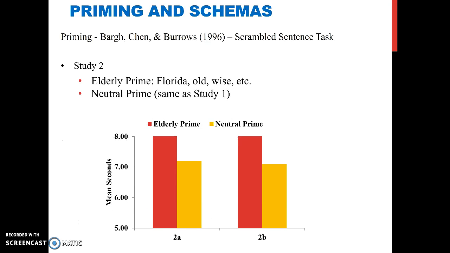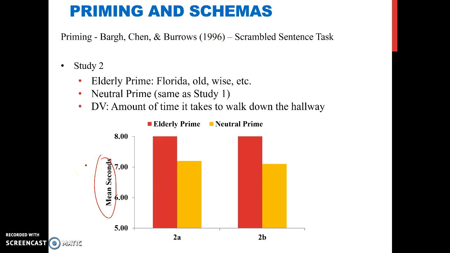And what they did is instead of rude versus polite, they used elderly primes. So words that you think of when you think of old people: old, wise, Florida, stuff like that. Some people were randomly assigned to get that, and some people were randomly assigned to get the same neutral words they got before. Then after they were done with the sentence scrambling task, the researcher said, we're going to continue with the study. What I need you to do is just walk down the hallway into the other room, and then we'll get you started. Now, this dependent variable here is the amount of time in seconds it takes you to walk from one room to the other down the hallway.